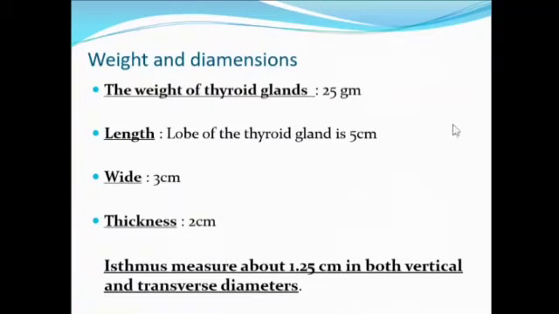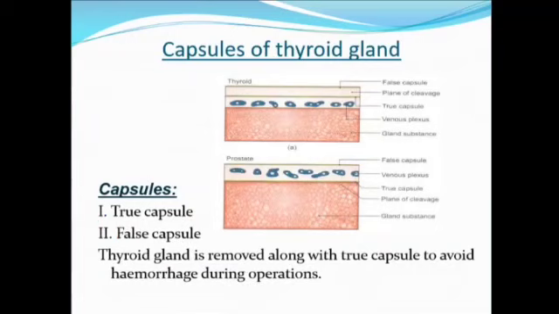Now the capsule of the thyroid gland. It consists of a true capsule and a false capsule. In the diagram you can see the plane of cleavage. Above the plane of cleavage you have the false capsule and below you have the true capsule.